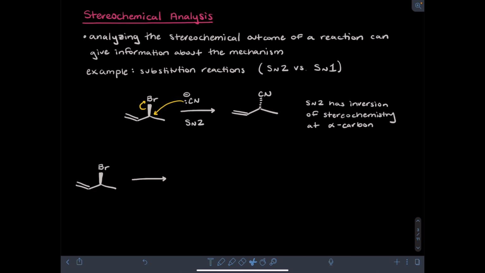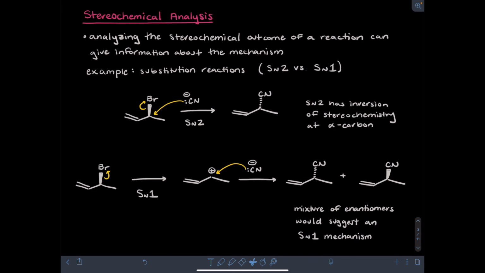Now let's consider an SN1 potential mechanism instead, and what its stereochemical outcomes should be. In an SN1 mechanism, the first step would be a loss of bromide leaving group event. This would form a secondary and resonance-stabilized carbocation. The carbocation is electrophilic, and it could be attacked by the cyanide nucleophile in a second reaction step.